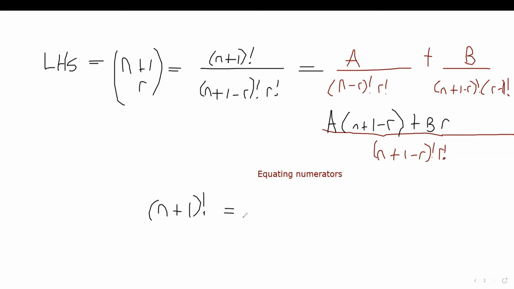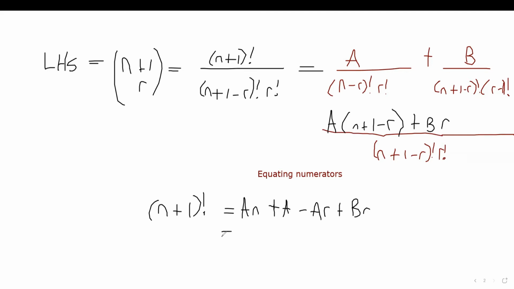We're getting that this is equal to a times, in bracket, this is really a times n. If you want to expand out, I'm just looking to see if I want to expand out, because what I realize I get is a times n plus a minus ar plus br. This is what I end up getting, by equating the numerators.